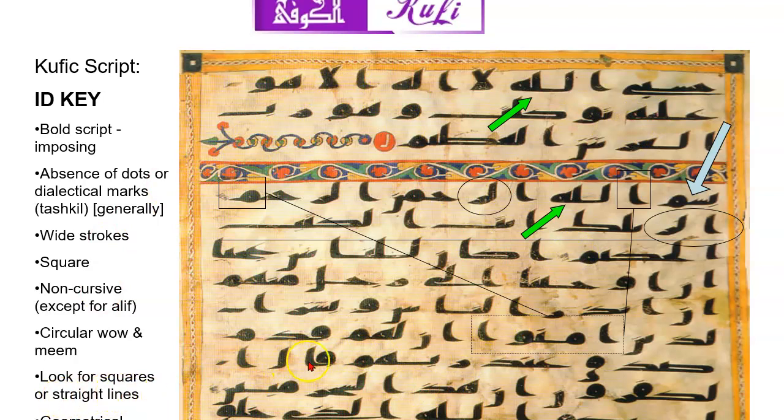Look for squares or straight lines. It's also found in geometrical patterns, so you would find that script there. Okay? So here's a taste of earliest Kufic. Let's go on to the second one.